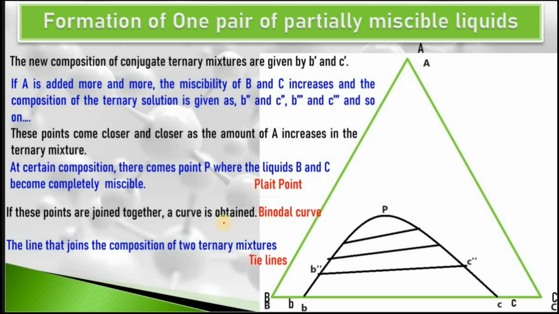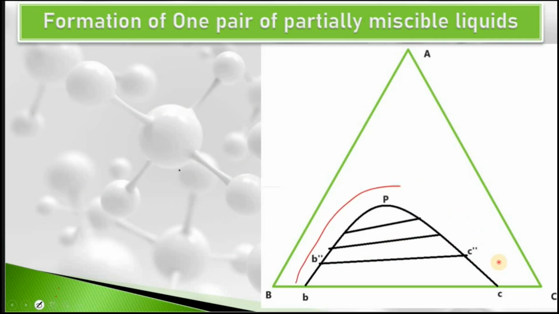In this case, tie lines are somewhat lower towards B and higher towards C. In other curves, tie line may be like this. They are lower towards C and higher towards B. Or at times, tie line may be parallel to BC side of the triangle. So three types of tie lines are possible. A region would be explained later on. So this is the binodal curve.